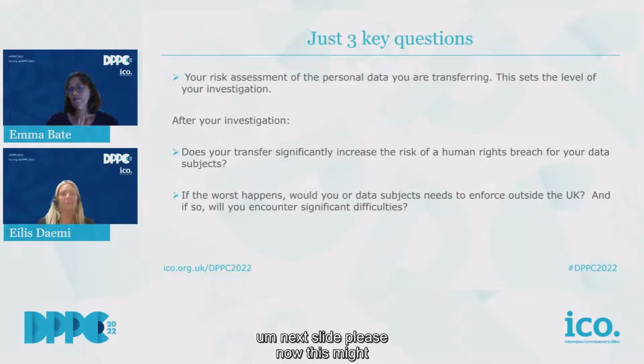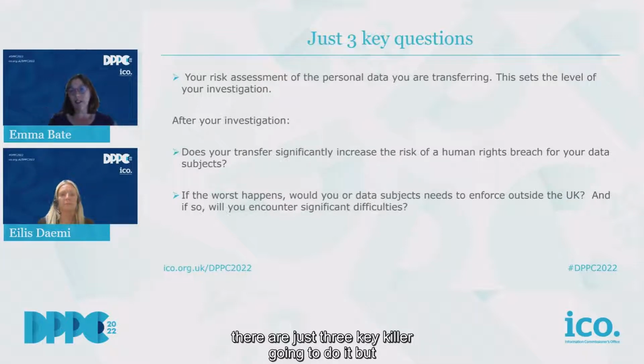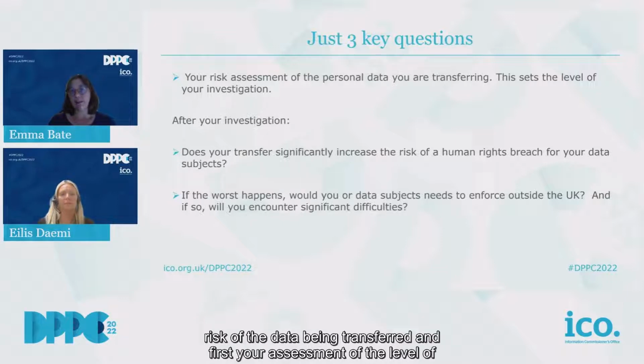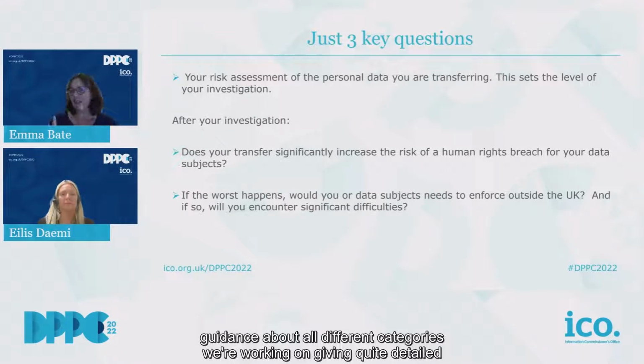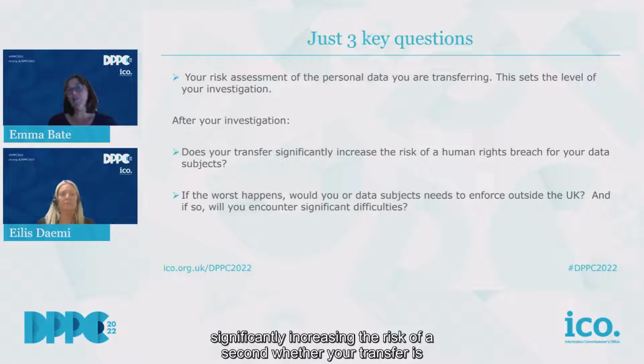Now, at first hearing, this might all seem quite complicated. There are 7 steps, it's quite long. How are you going to do it? But there are just 3 key killer questions that you're going to need to think about. First, your assessment of the level of risk of the data being transferred. And we're working on giving quite detailed guidance about all different categories of data and factors that might increase or decrease the risk. Second, whether your transfer is significantly increasing the risk of a privacy or human rights breach.